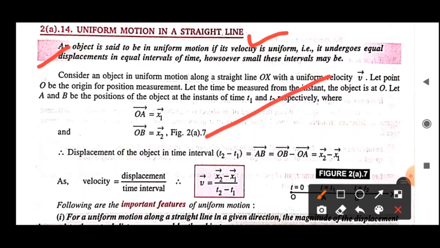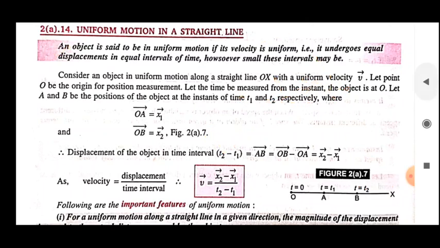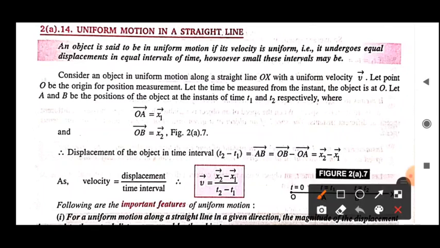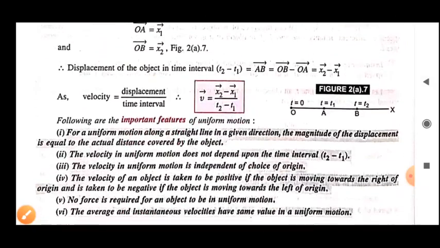If the body is displacing, suppose, 10 meter, 10 meter, 10 meter and 10 meter, and the time taken for each displacement is the same, 1 hour, 1 hour, 1 hour, 1 hour, then the velocity will be uniform, and that type of motion is known as uniform motion. So I think this definition is now clear. Here you can see the definition or mathematical form of uniform motion in a straight line.